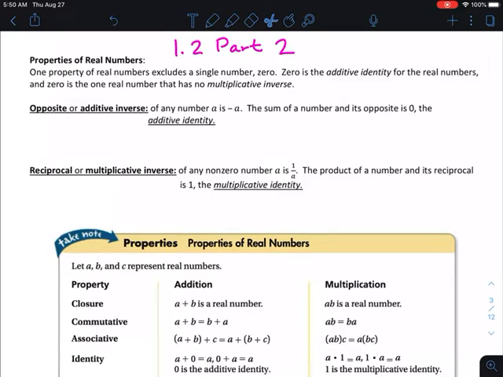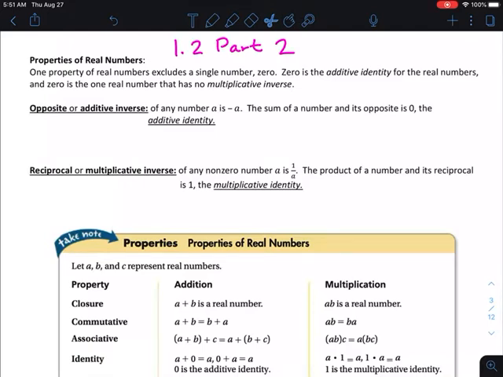So an opposite or an additive inverse of any number a is negative a, or the opposite of a. It says the sum of a number and its opposite is 0, which is the additive identity. It talks about a reciprocal or multiplicative inverse. It says of any non-zero number a is 1 over a.